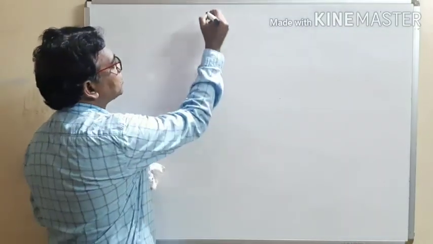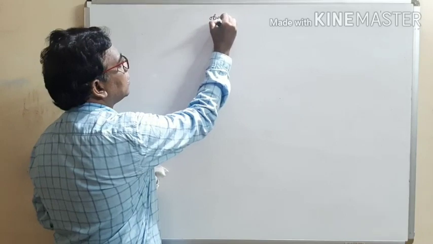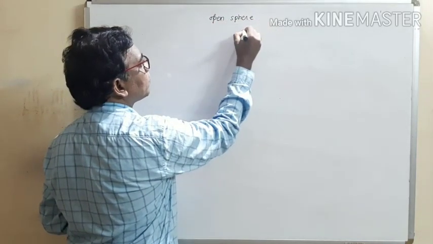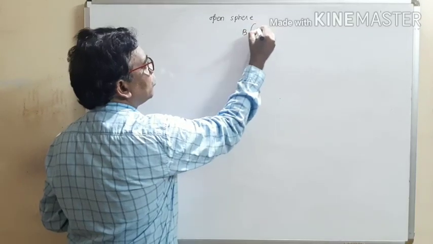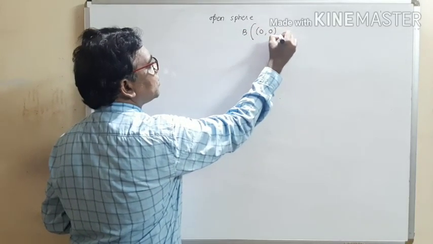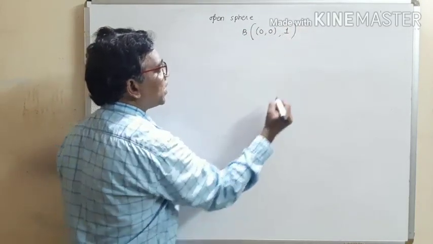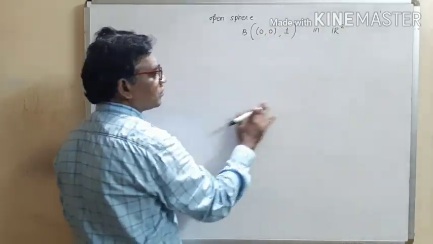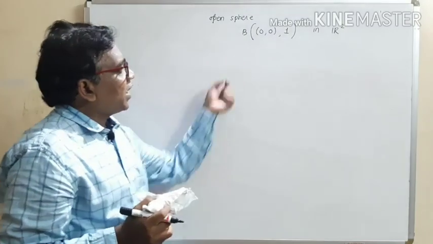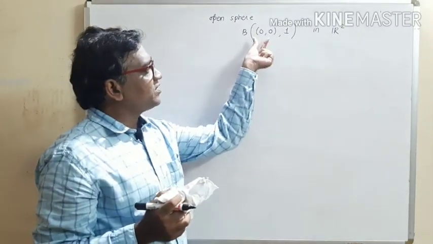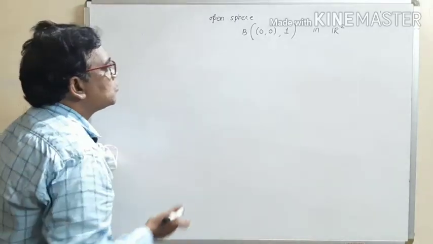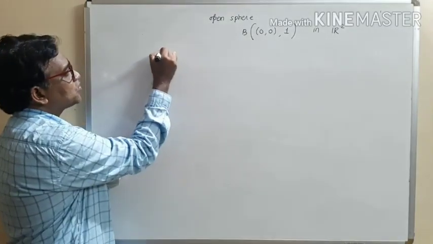Now let us find out the open sphere B with center at 0, 0 and radius 1 in the metric space R2. Find out this open sphere B with center at origin and radius 1 in R2. So find out this open sphere. So write down the solution.